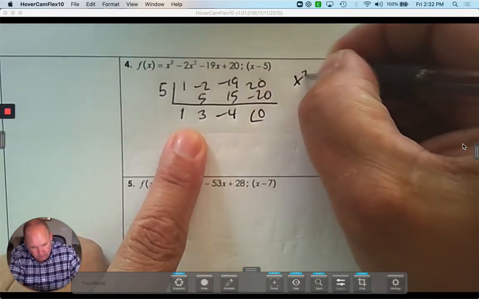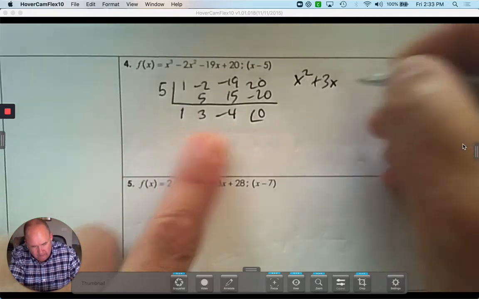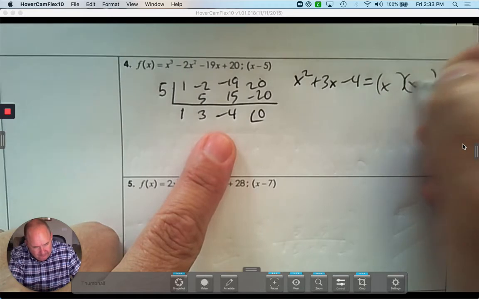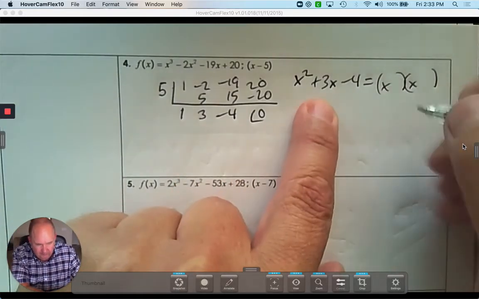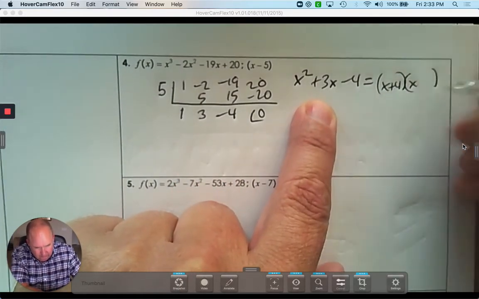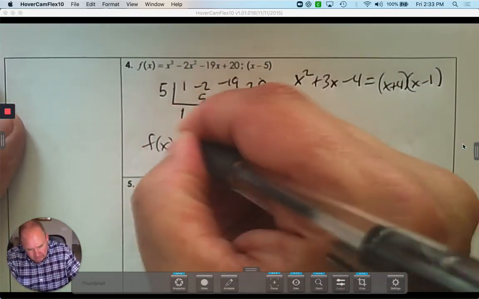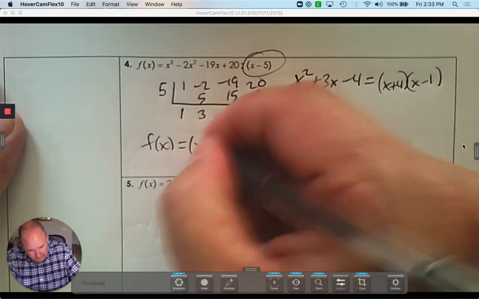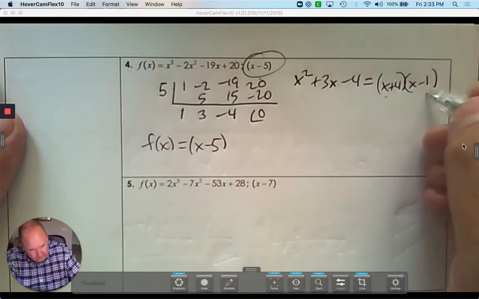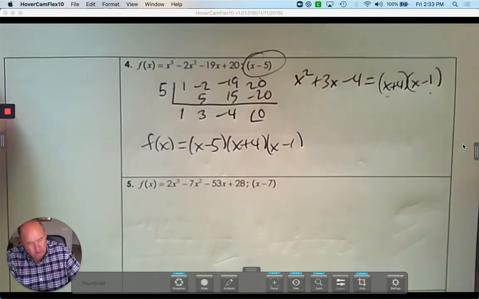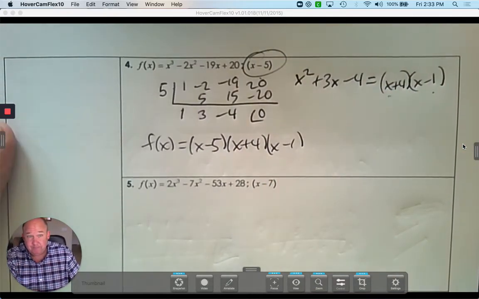What's left over is 1x squared plus 3x minus 4. So what two numbers multiply to negative 4 and add to 3? So that's positive 4 and negative 1. So now let's put it all together. So the first factor was x minus 5, and the two we found were x plus 4 and x minus 1. And now you've completely factored it.